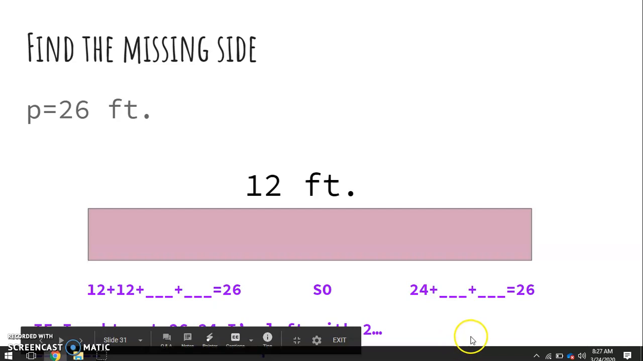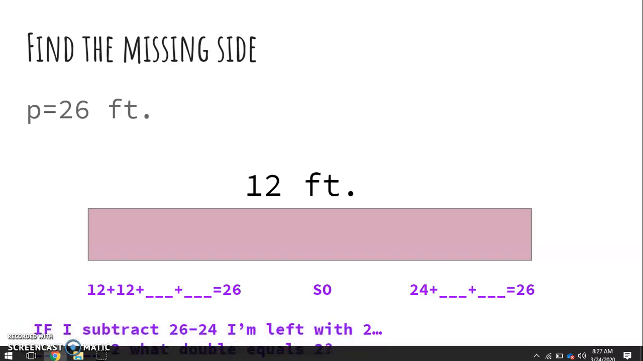All right, so I'm going to reveal the answer. Uh-oh, I went to the next one. So along the bottom here, we know that the opposite side would be 12 as well. So 12 plus blank would equal 26. So we know that 24 plus blank would equal 26. If I subtract and do the 26 take away 24, I'm left with 2, which means blank plus blank, those two missing sides, equal 2. What double equals 2? The answer is 1 foot.